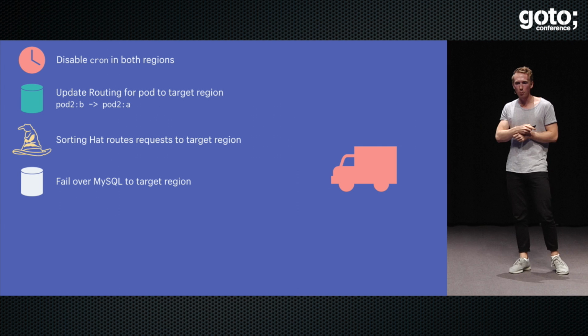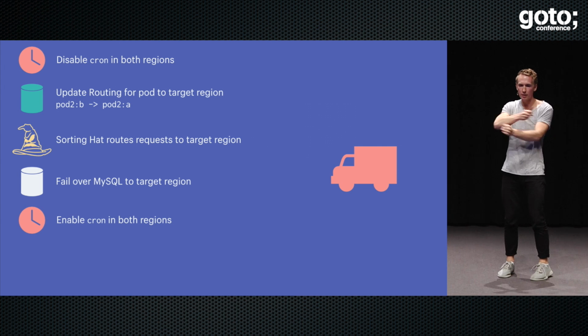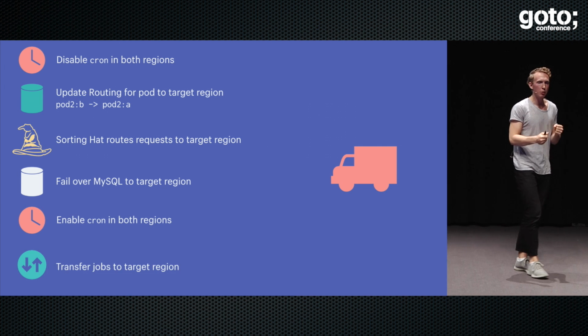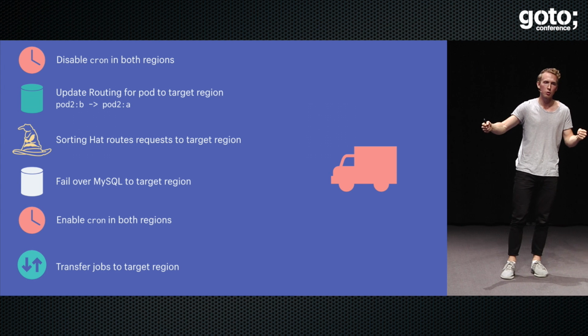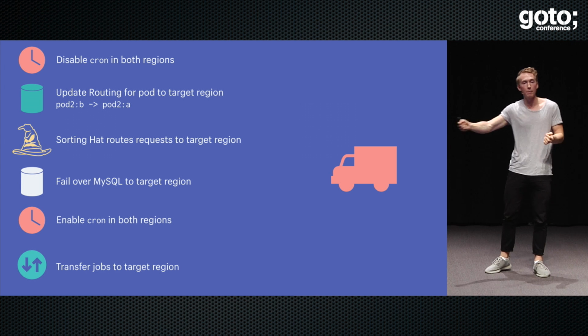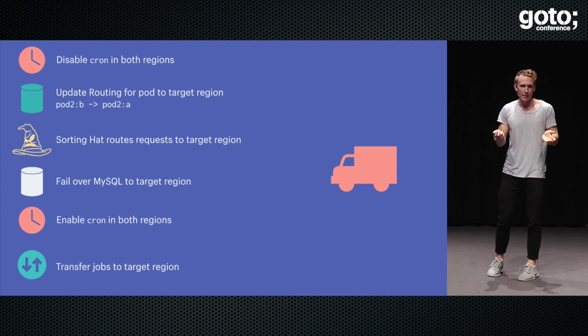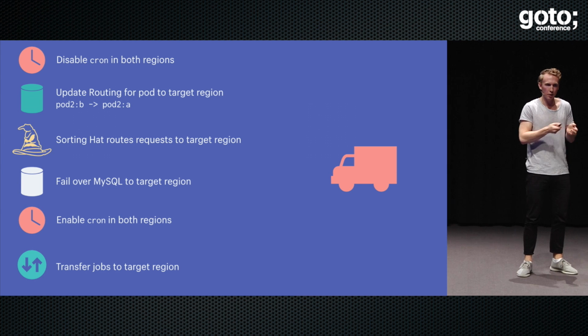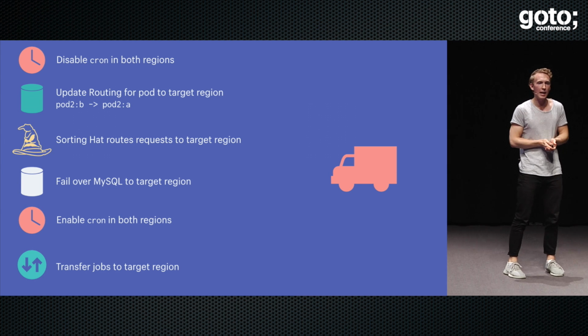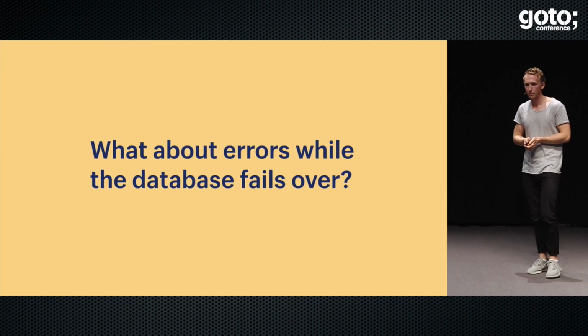We then fail over MySQL to the target region, that little animation that was before. We then enable cron, and we transfer the jobs that have not yet been executed in the source to the target to then be executed later. It's fairly simple at a high level. Of course, the devil is in the detail here, but this is at a high level what happens when we do a pod move.